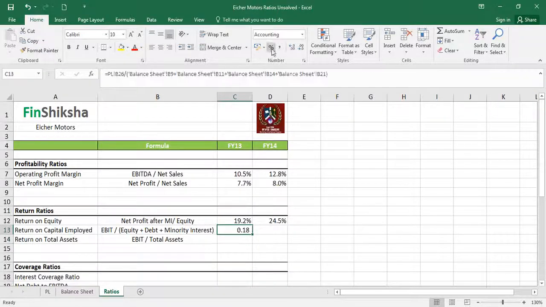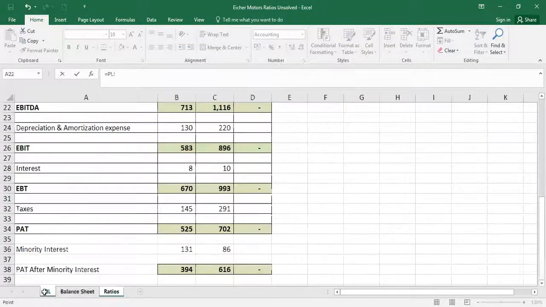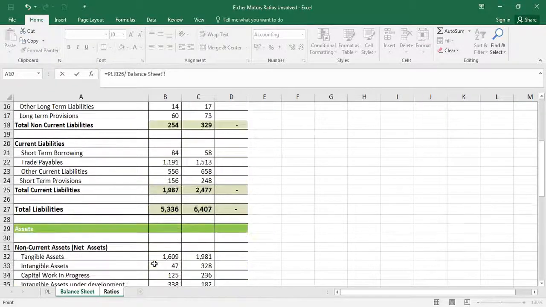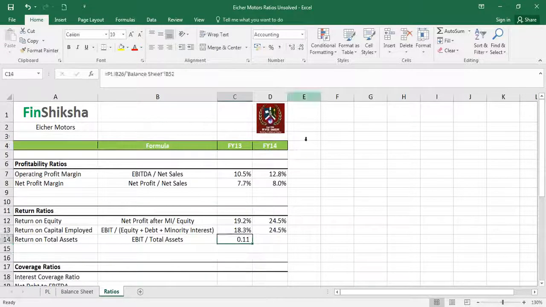So this comes at around 18%, and we can look at 24.5% on return on capital employed as well. And finally, EBIT by total assets. So we look at EBIT, which is again row 26 on the P&L, divided by balance sheet total assets, which is going to be the same as total liabilities. But let's put it as total assets and click it.